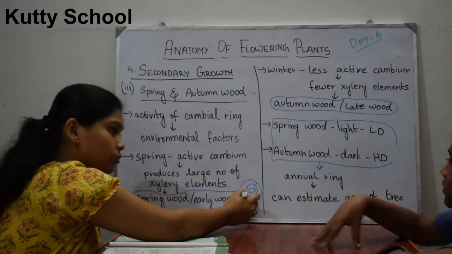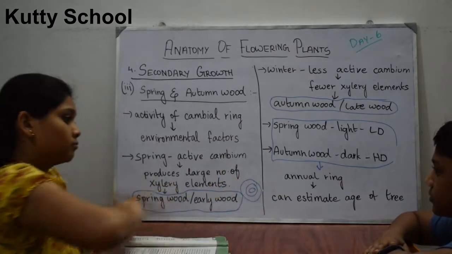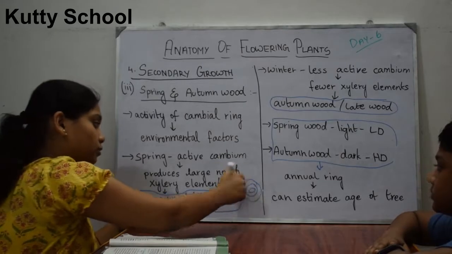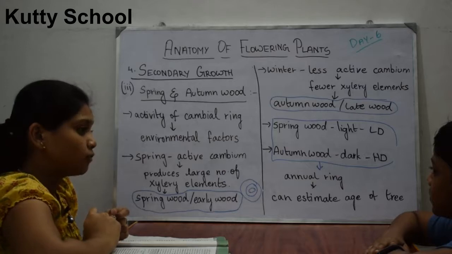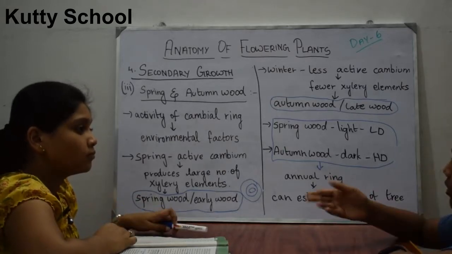So you will count only these lines. Dark lines you will be counting. If you count 6 months, it will not come correct. These dark lines you will be counting, 1 year, 1 year. It is just an estimate age of the tree. It may be 1 year more or 1 year less.